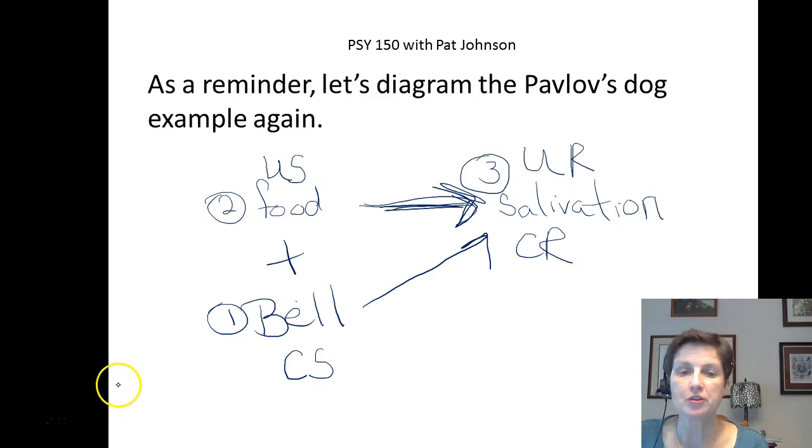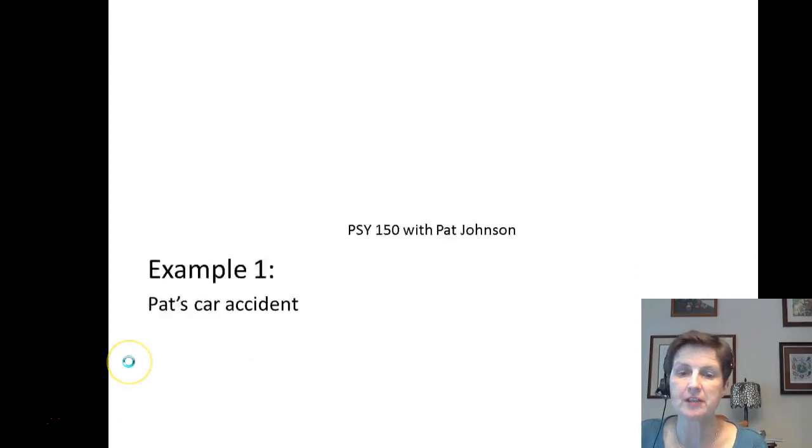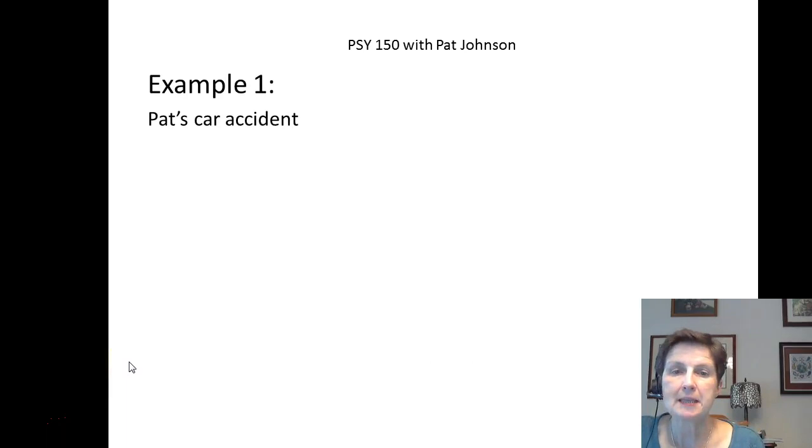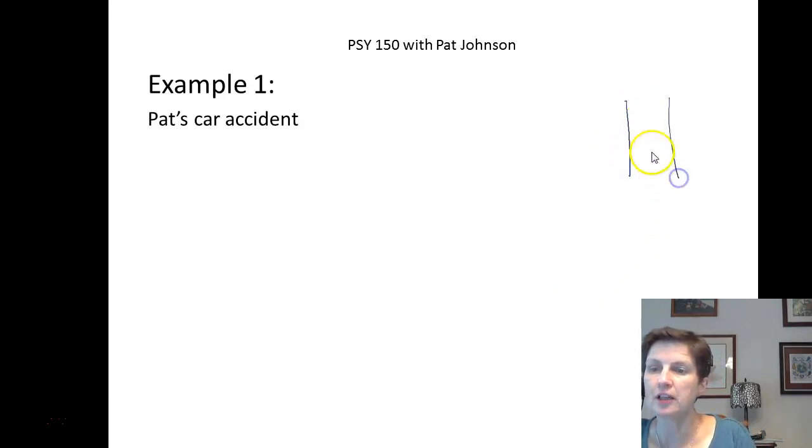Okay, let's go on to another example that you haven't seen. In the mid-90s, I got into a serious car accident. I was driving down Highway 70 going towards Raleigh, and I was in the left-hand lane and a car was in the right-hand lane, and it decided to change lanes right into me without looking.